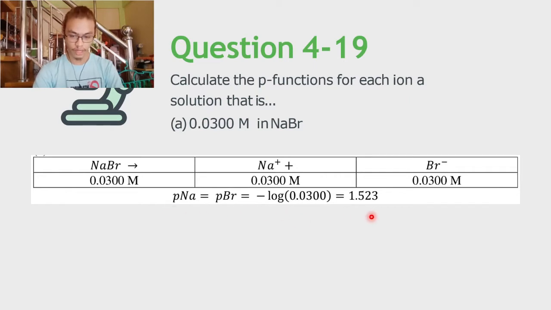So for this first item, we could see that the ratio between the two ions in the products is 1:1 with the sodium bromide, which is why they all have equal concentrations of 0.0300 molar. Since the sodium ion and the bromide ion have equal concentration, they also have equal P functions. So we could just solve it by negative logarithm of 0.0300, which is 1.523.